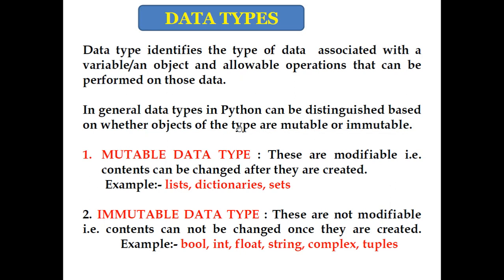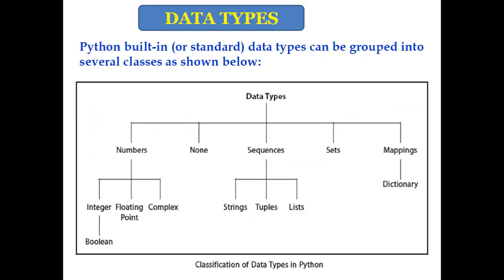Now broadly, data types are classified as mutable or immutable in Python. Mutable data types are what? These are modifiable or changeable data types. Examples: lists, dictionaries, sets. That means values can be changed here. Immutable data types: bool, int, float, string, complex, tuples. They are not modifiable. Contents cannot be changed once they are created. Now let's see next.